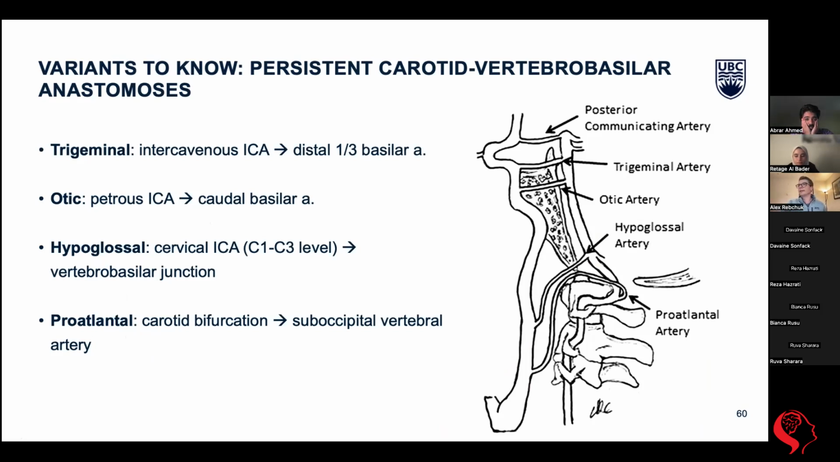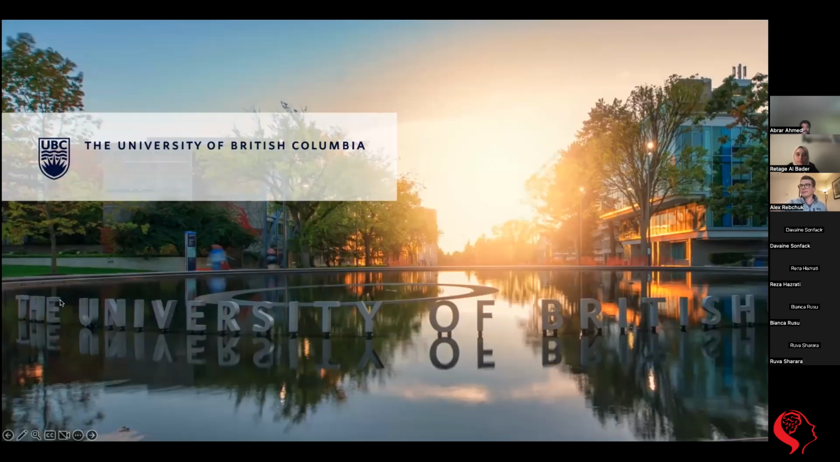The easy way of thinking of this is they're named for where they are relative to the nerve. So trigeminal being around the trigeminal nerve, otic being around the 8th nerve, hypoglossal being around the 12th nerve, and proatlantal being around C1. You can look up this picture online and get this diagram. But yeah, I was asked this as a 4th year medical student, to name all 4 of these. That's that.